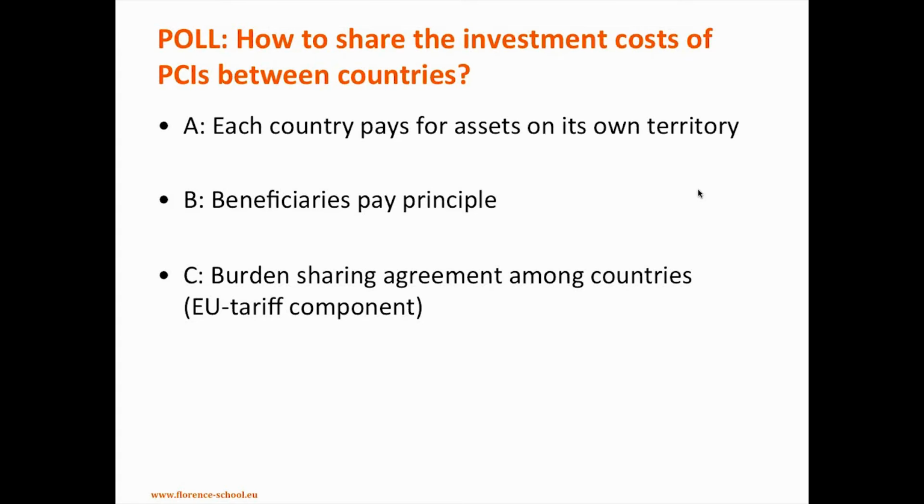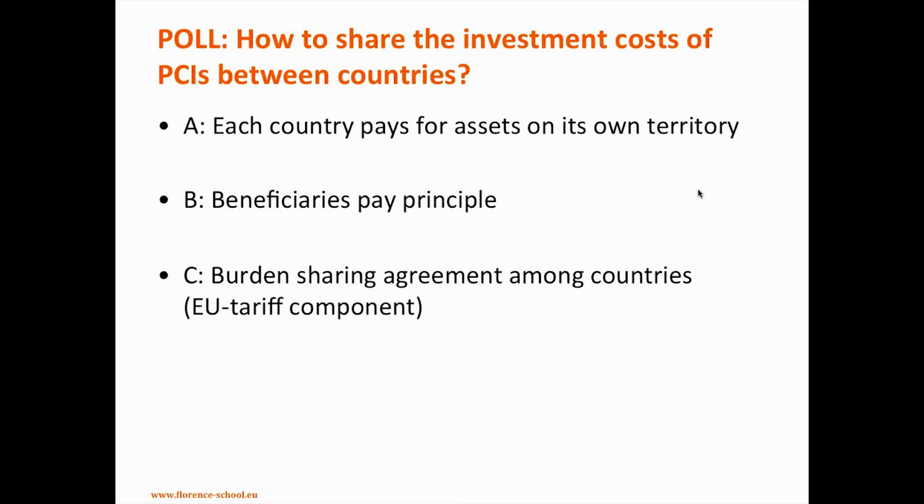The first option is that maybe you think that it's very easy. These projects are cross-border, but we can identify which part is on which country's territory, and you think that each country should simply pay for the assets on its own territory. If you think that, take option A. Maybe some of you think, no, we will do a CBA analysis, so we will know who will benefit, and then we can implement the beneficiaries-pay principle, meaning that you would allocate the costs proportionally to the benefits.